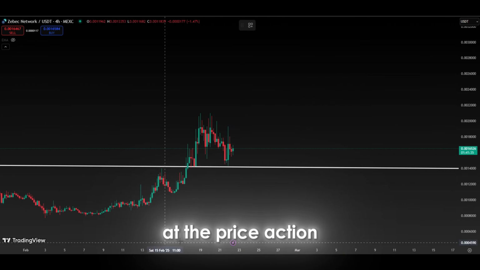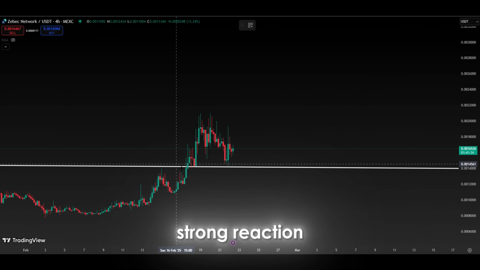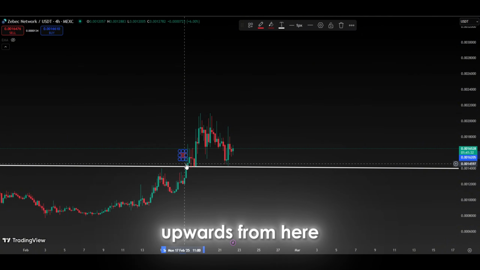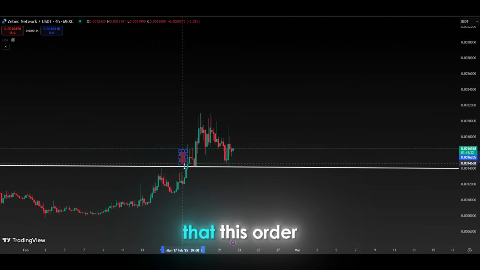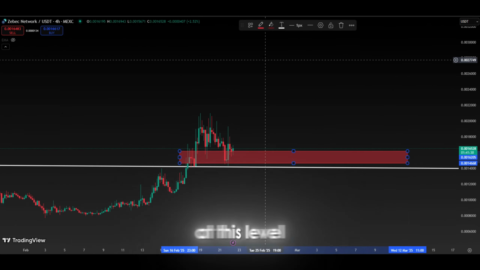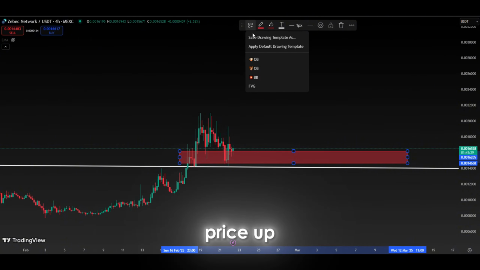When we look at the price action, we see that there was a strong reaction from this order block that I've drawn, and a bounce upwards from here. This shows that this order block is working as a strong support area, and buyers are activating at this level and pushing the price up.